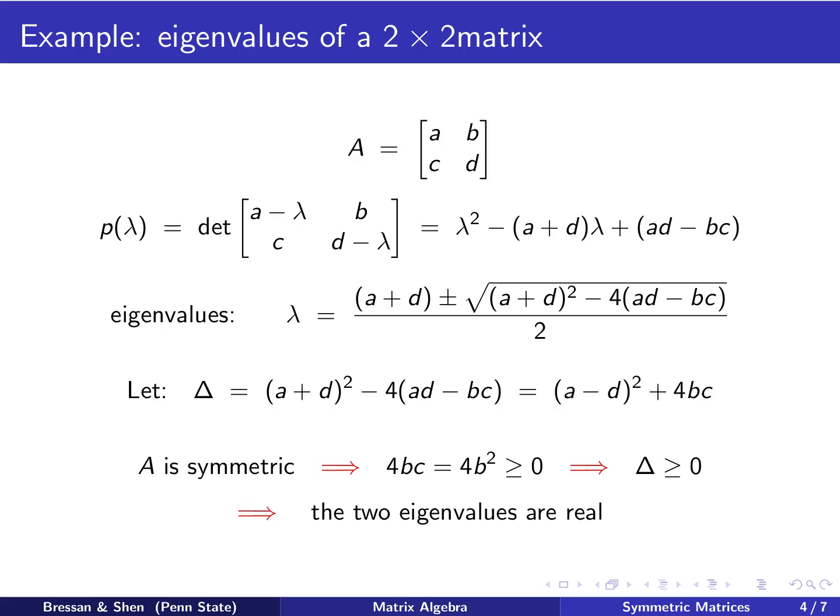So we see that if A is symmetric, that means b equals c, then 4 times bc is just 4b squared because c is just b, which is non-negative. So this becomes a sum of two non-negative terms, so this capital delta is always bigger than or equal to 0. So we conclude that there are two eigenvalues that are real.